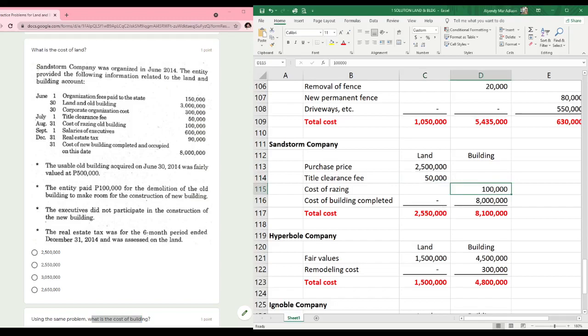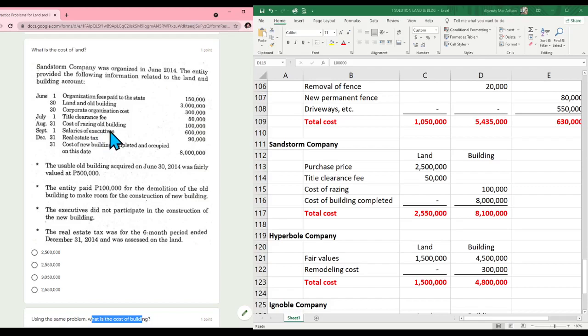Okay? Next, salaries of executives. So for the executives, in bullet number 3, the executives did not participate in the construction. And so, this must be expense outright. Okay? Not to be accounted for as capitalized cost of the building.